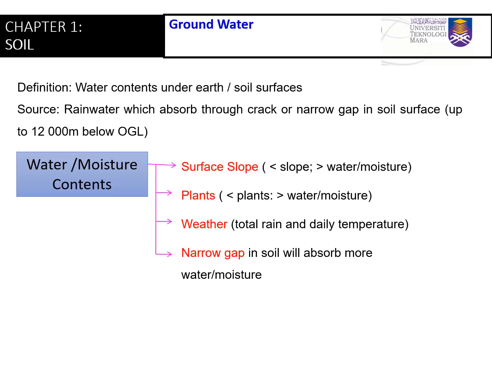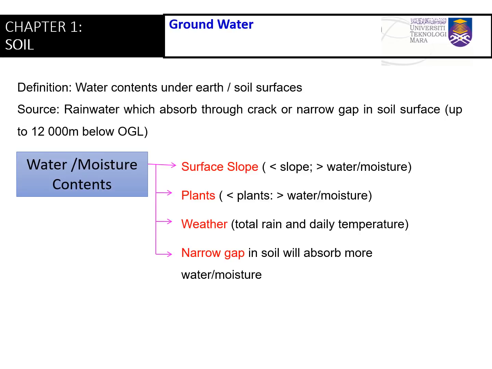Groundwater. Definition: water contents under earth or soil surfaces. Rainwater which is absorbed through cracks or narrow gaps in the soil surface, up to 12,000 meters below original ground level. So the moisture contents in the soil itself, for cohesive soil, depends on four factors. You may have more factors, but here we only teach you four factors.